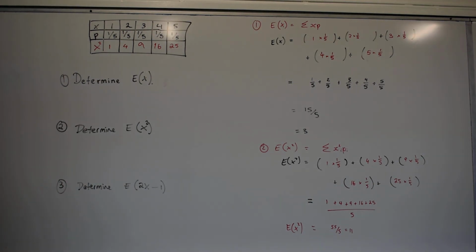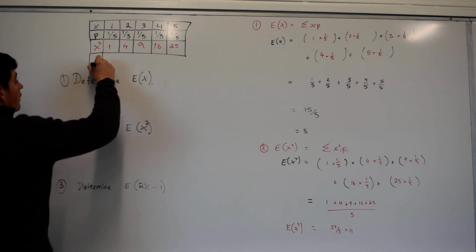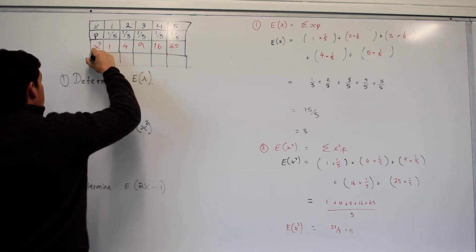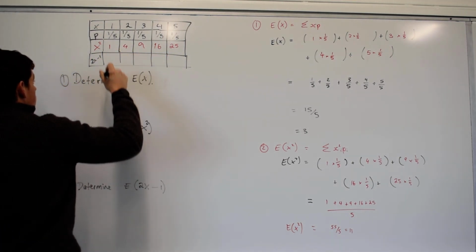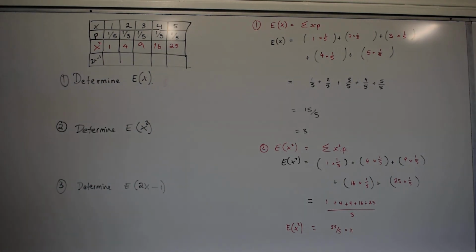Sweet. I'm going to leave you to do the last one by yourself, but again, we'll need another row. And this row won't be titled x squared, it'll be titled 2x minus 1. I'll let you go through and do that last one by yourself, and then I will talk about standard deviations.